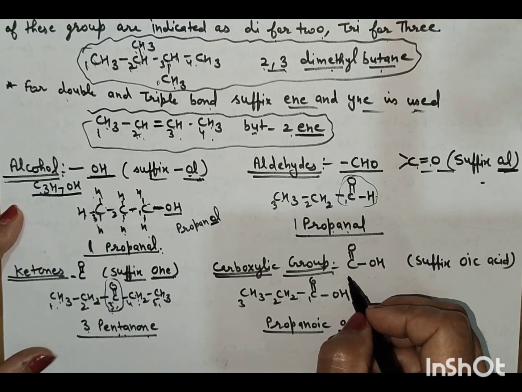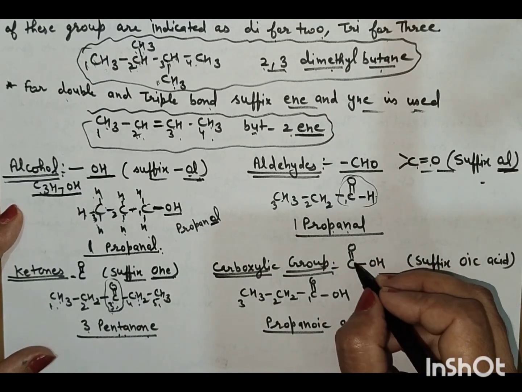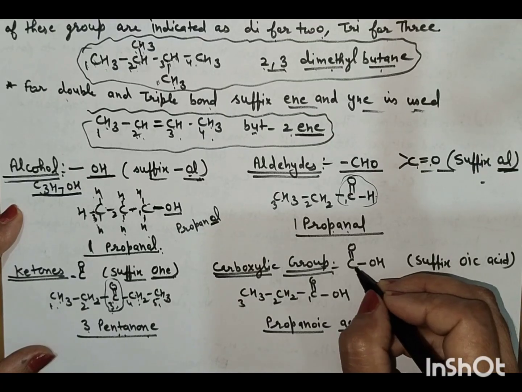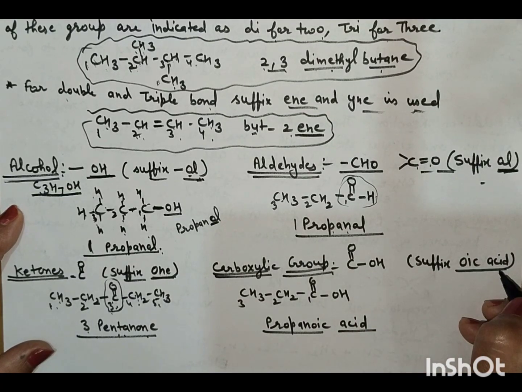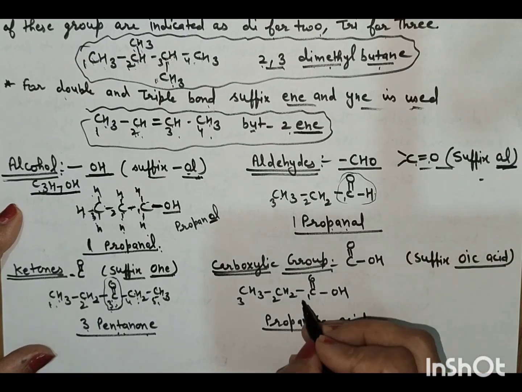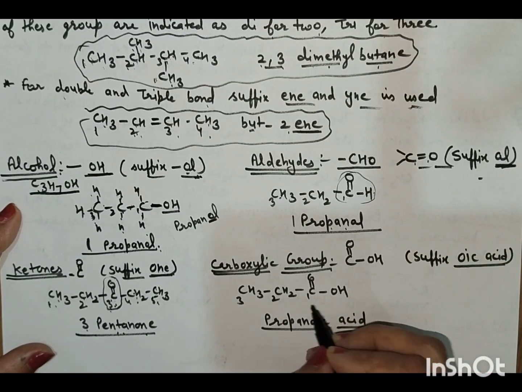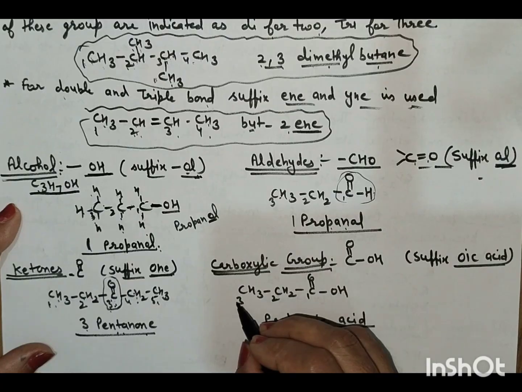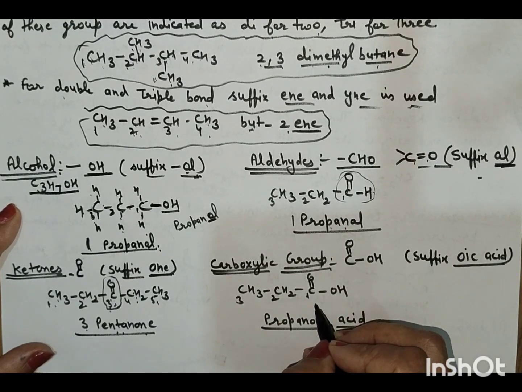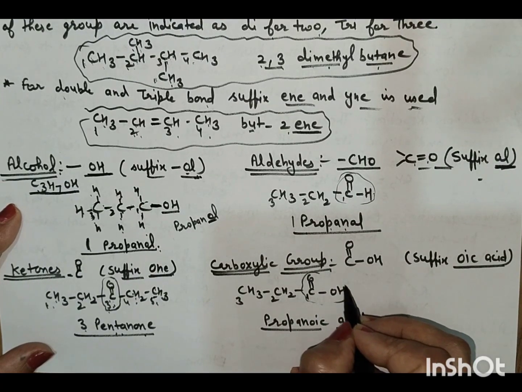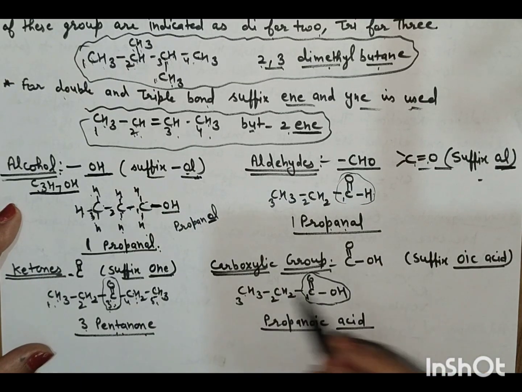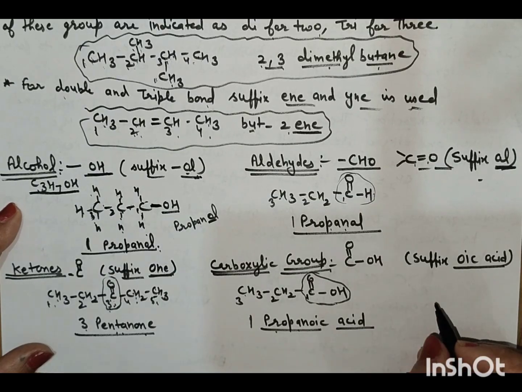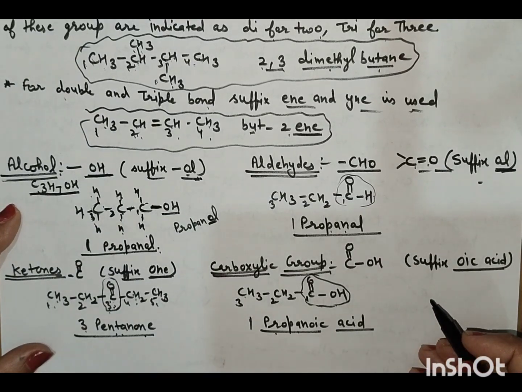The fourth group is the carboxylic group. C double bond O, OH. The suffix here is -oic acid. Now write down the name of this compound. First select the longest chain from the side of the functional group, and this is the carboxylic group. Now methane, ethane, propane. Propanoic acid. 1-propanoic acid or propanoic acid, both are correct.